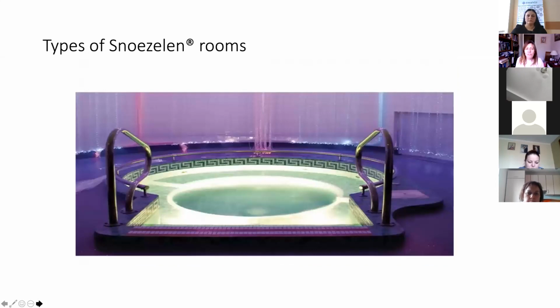We can have snoezelen rooms that are around water. So this is a jacuzzi with optic fibres, and those optic fibres can actually be draped into the pool. As long as the electrical source is outside of the room, you can get the optic fibres into the pool. And what happens when you switch on the bubble, the jacuzzi effect, is all the optic fibres move in the water.